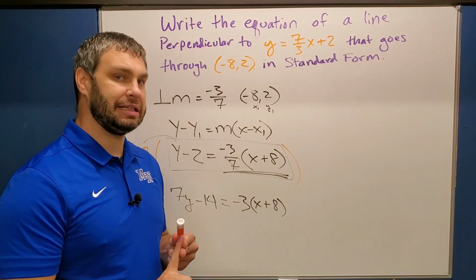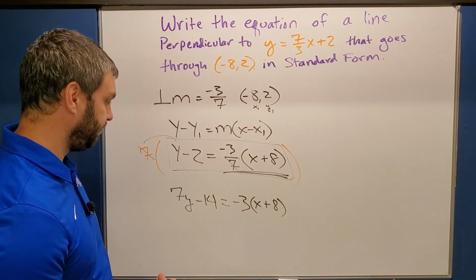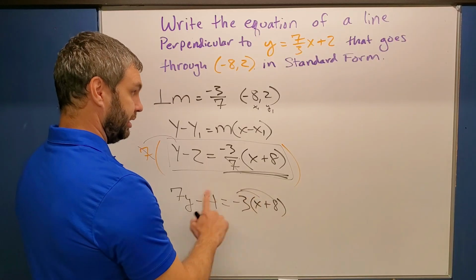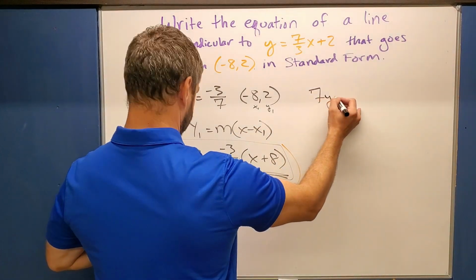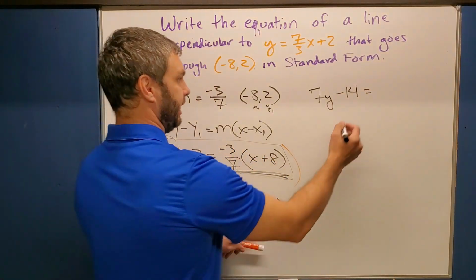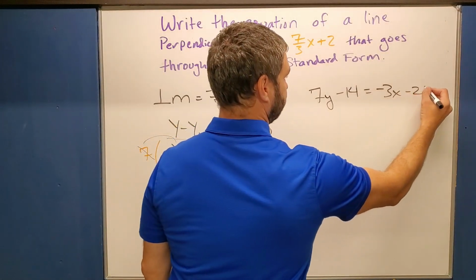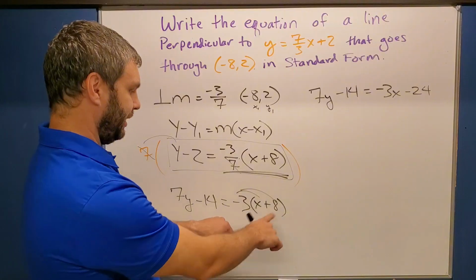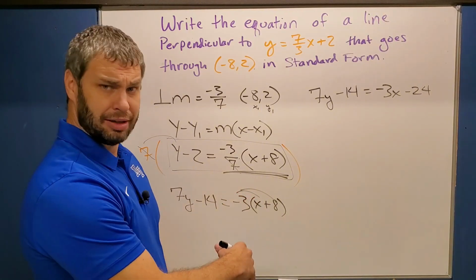The next thing we need is the x and the y to be on the same side of our equal sign. I like to put them on the left side personally. Now, in order to do that, we might need to move some things around here. I'm going to distribute this in, so this is going to be 7y minus 14 still. The left side stays the same. The right side is going to be -3x, and then minus 24. So my x and y aren't any closer to being on the same side, but I don't have to distribute anymore.